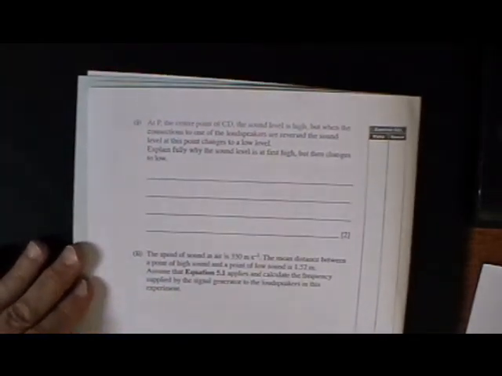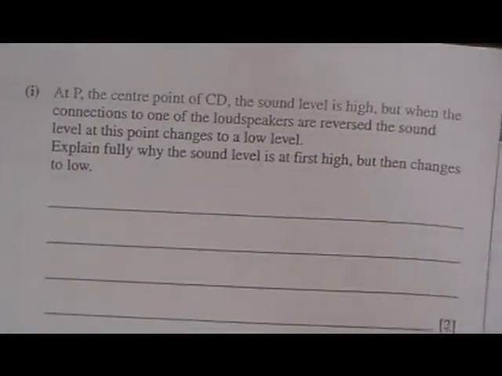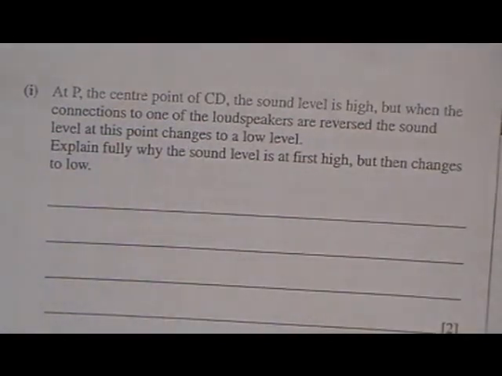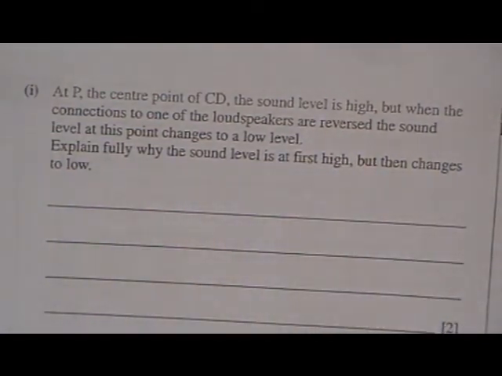So the question actually occurs on the next page. If we take a look at that question, it says, at P, the center point of CD, the sound level is high, but when the connections to one of the loudspeakers are reversed, the sound level at this point changes to a low level. Explain fully why the sound level is first high, but then changes to low.